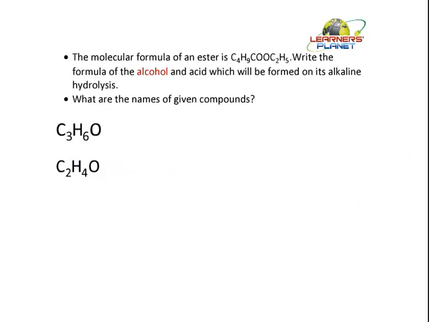I'll give you a few examples of this also. The molecular formula of an ester is C4H9COOC2H5. What you have to find out is the formula of the alcohol and acid which will be formed on its alkaline hydrolysis. What I told you was that the left side part of the formula of an ester is derived from the acid, and the right side part of the formula of the ester is derived from the alcohol. So I can mark it like this: this is the left side part derived from acid, and this part is derived from alcohol.